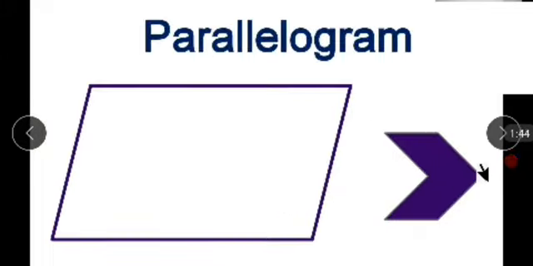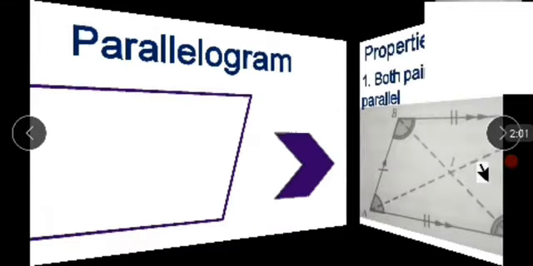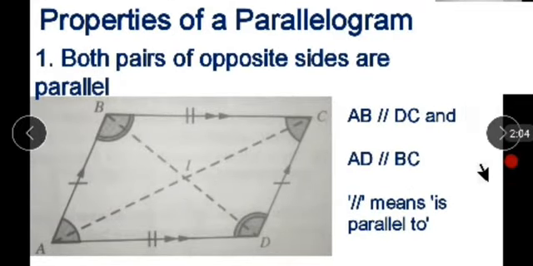Now, this is the first example of a quadrilateral that I want to look at, a parallelogram. You can see it has four sides. Let's look at the properties of a parallelogram. The first property: both pairs of opposite sides are parallel. Line AB and line DC are parallel. You can see the arrow, this arrow and this arrow looking alike. That is to tell you that they are parallel lines. And line BC is also parallel to line AD.